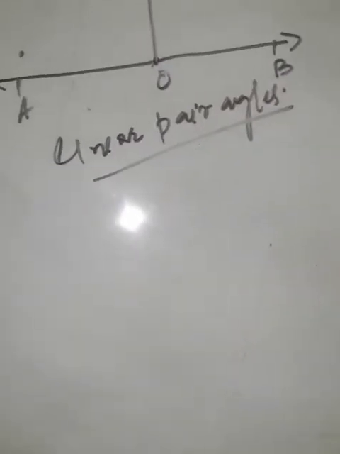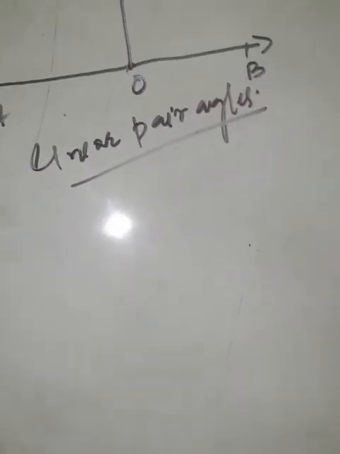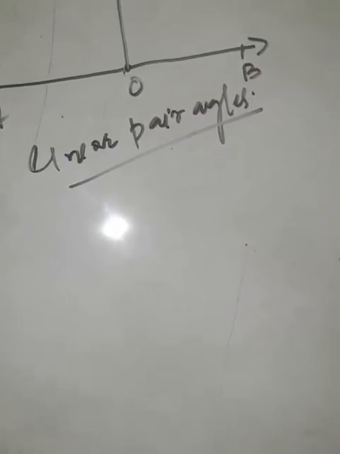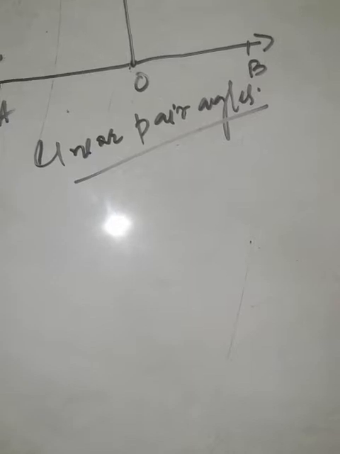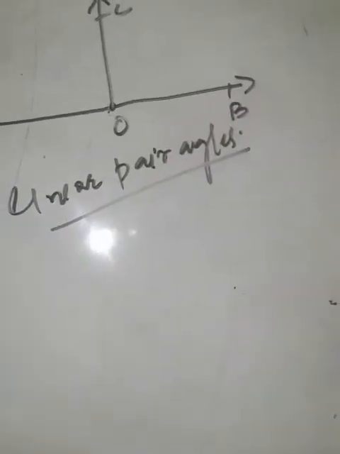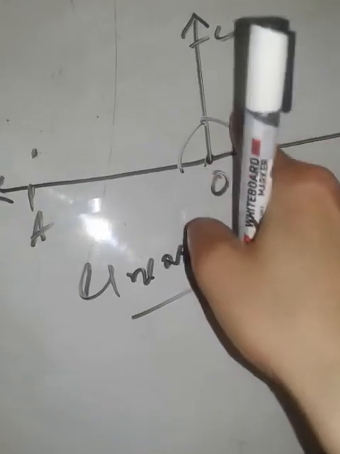So linear pair angles are adjacent angles, a special type, whose non-common arms form a straight line. Also note the linear pair axiom: the sum of the two linear pair angles is always supplementary. That is, this angle plus this angle is 180. You have read it in your previous class.